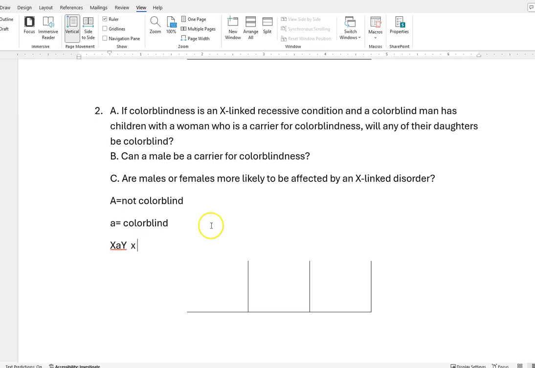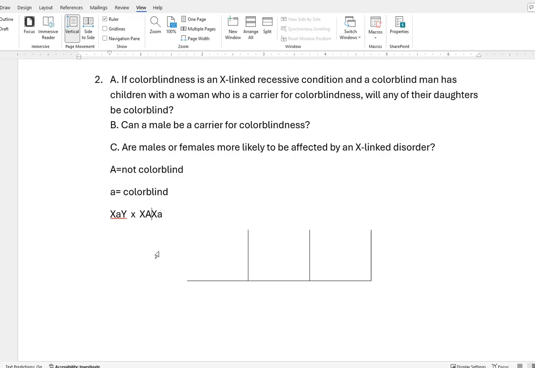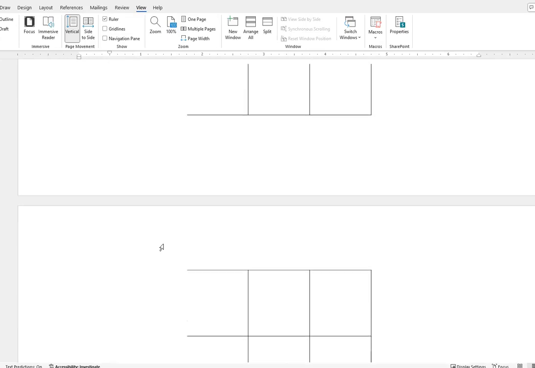And then the question says, a colorblind man has children with a woman who is a carrier for colorblindness. So the woman is going to have 2 X chromosomes, and she is a carrier for colorblindness. To be a carrier, she has to have the recessive allele, but she doesn't show it. So we have a capital letter A on her other X chromosome. She's not colorblind, but she can pass the recessive allele on to the next generation. So that is her genotype. We're asking the question, will any of their daughters be colorblind?